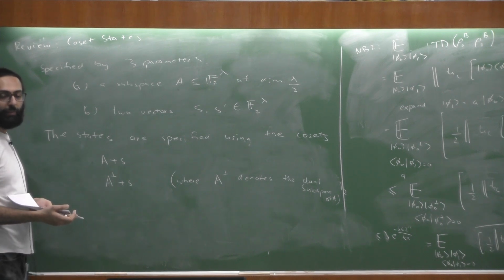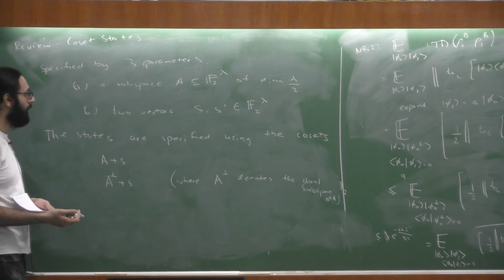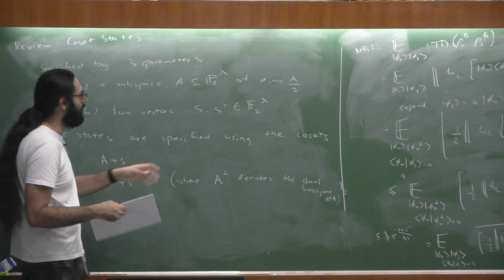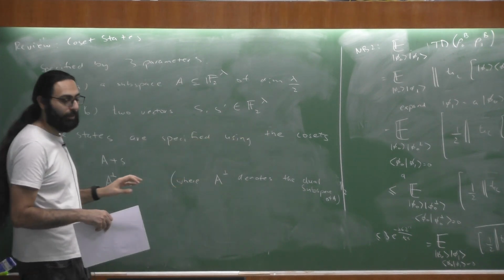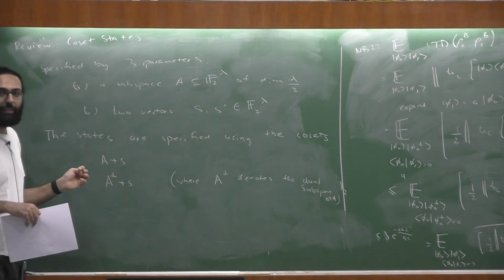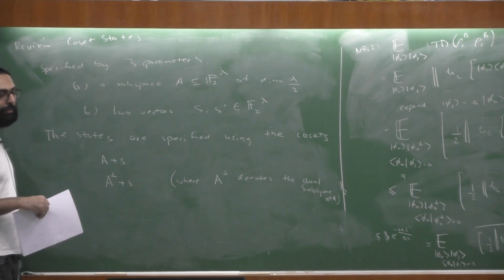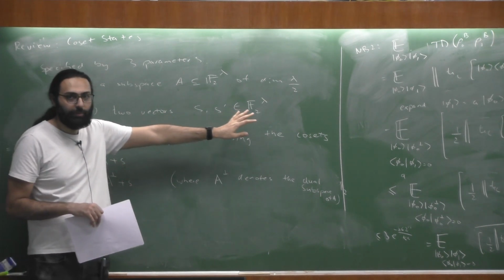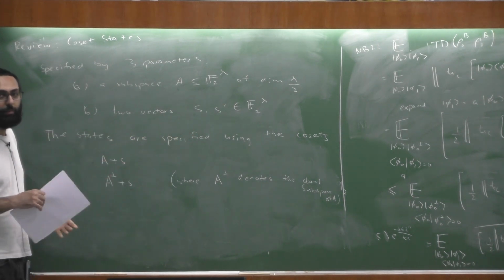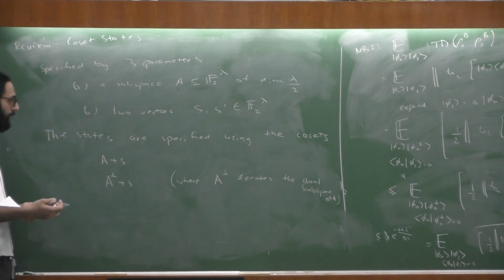So are S and S prime supposed to be part of A? Like S and S prime are not required to be part of A, because otherwise A plus S would just be A, right? There would be no difference. So they should be excluded from A. They're just in F2. They may or may not be in A. Yeah, like there's no restriction. Although I think if you make the restriction, it probably might make a negligible difference. I don't know the details actually.